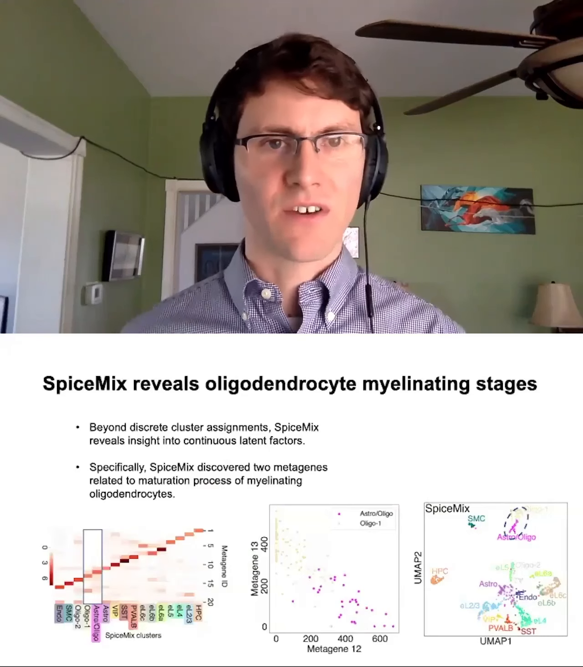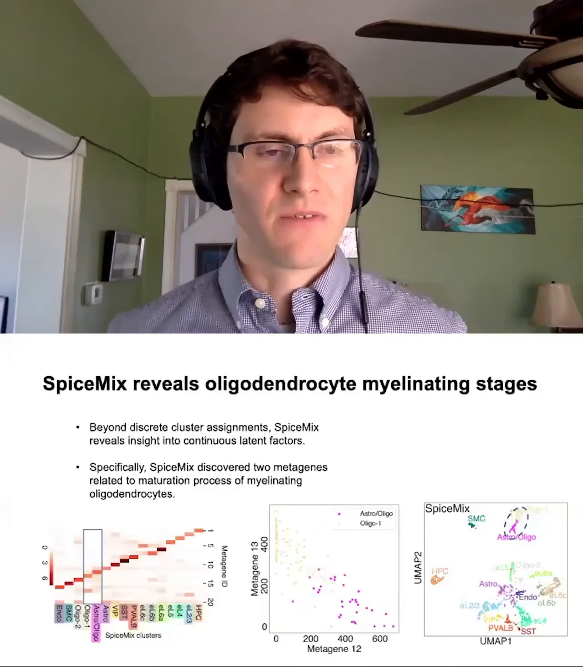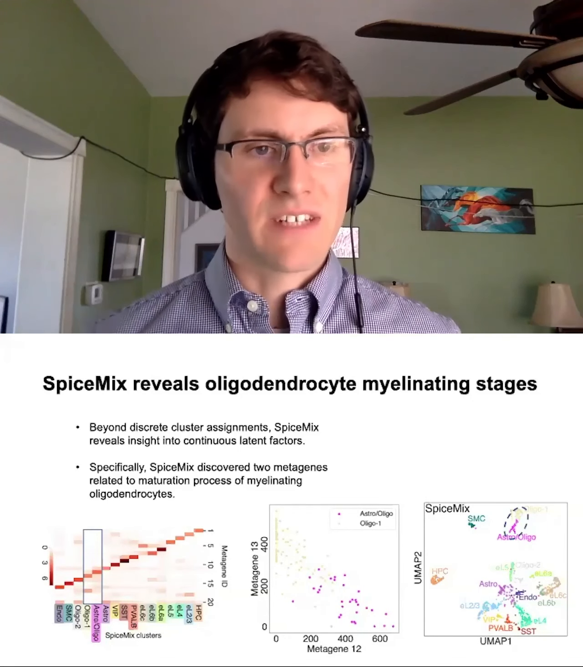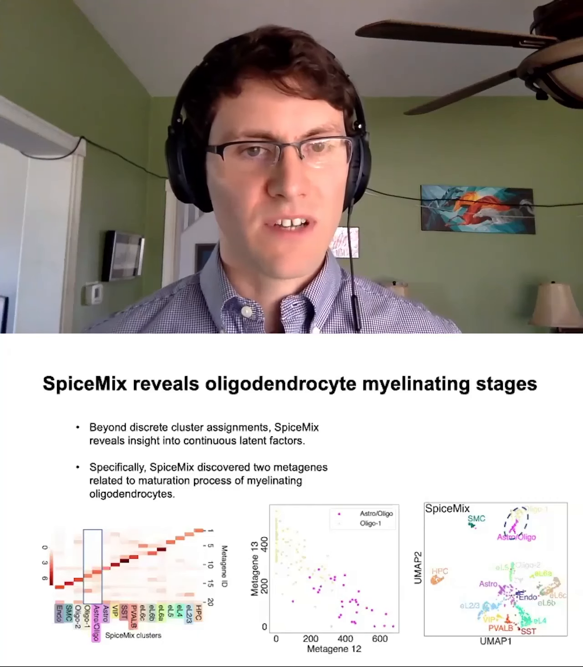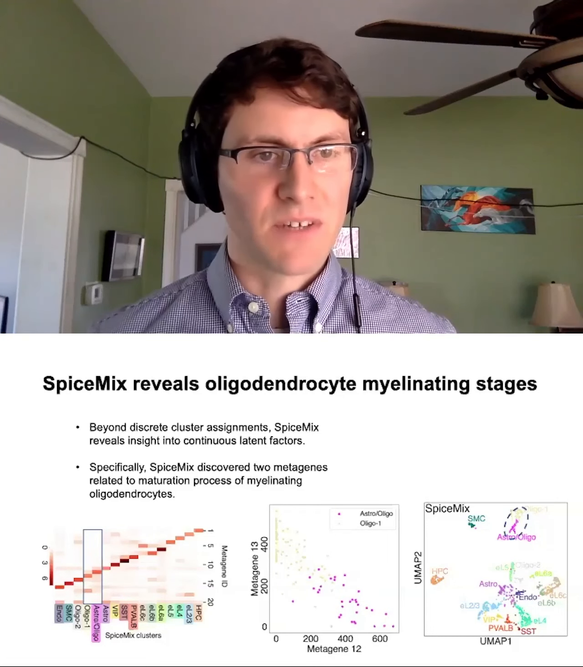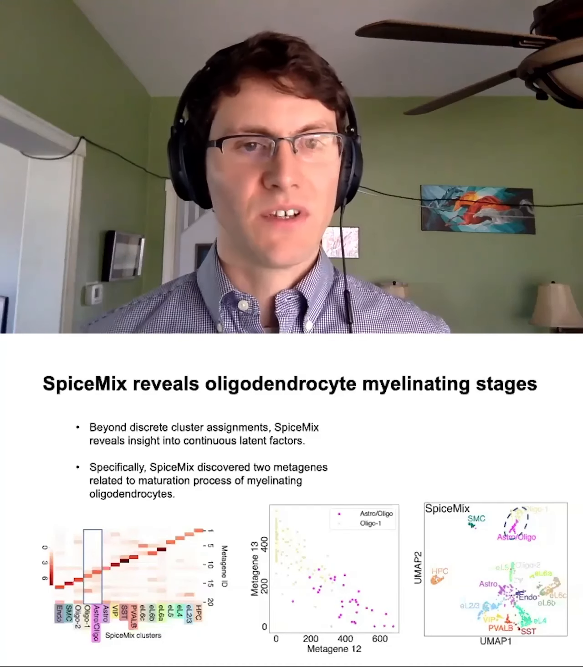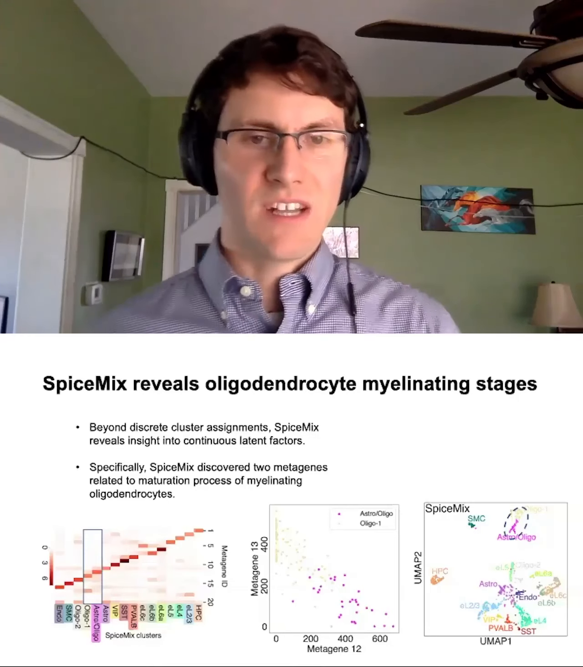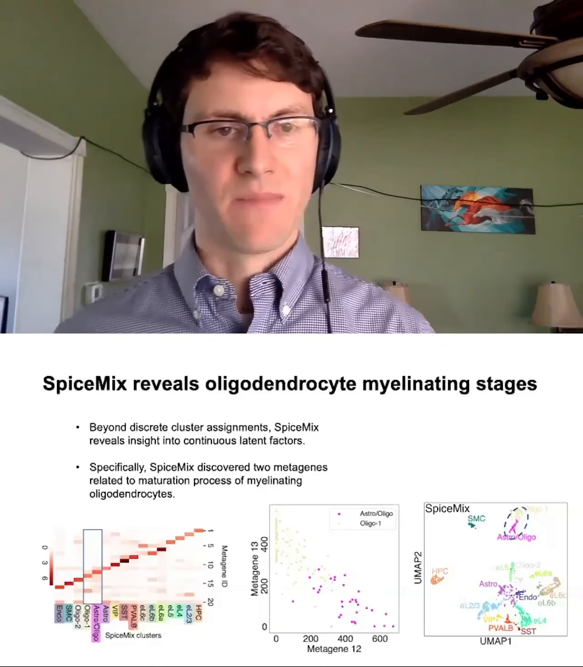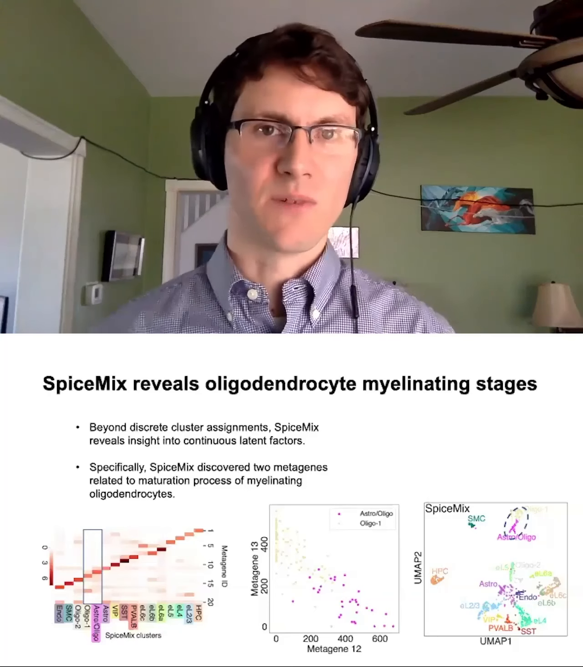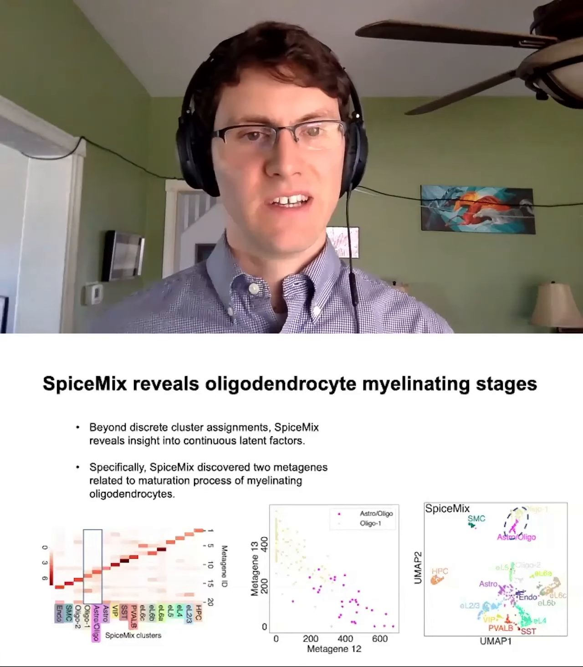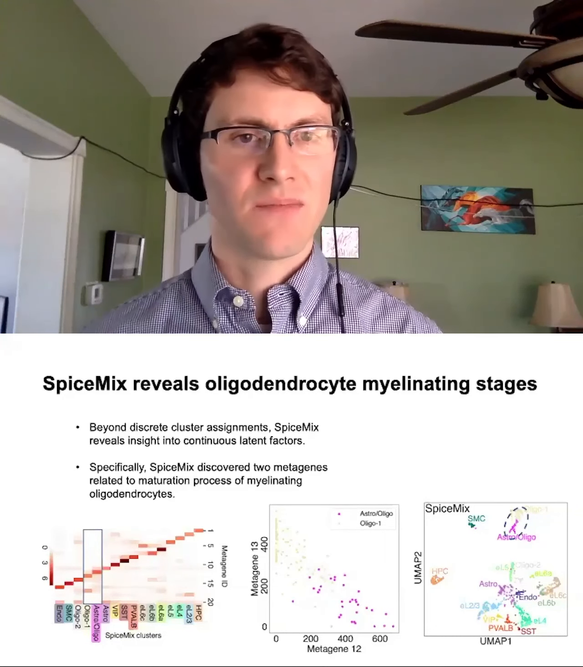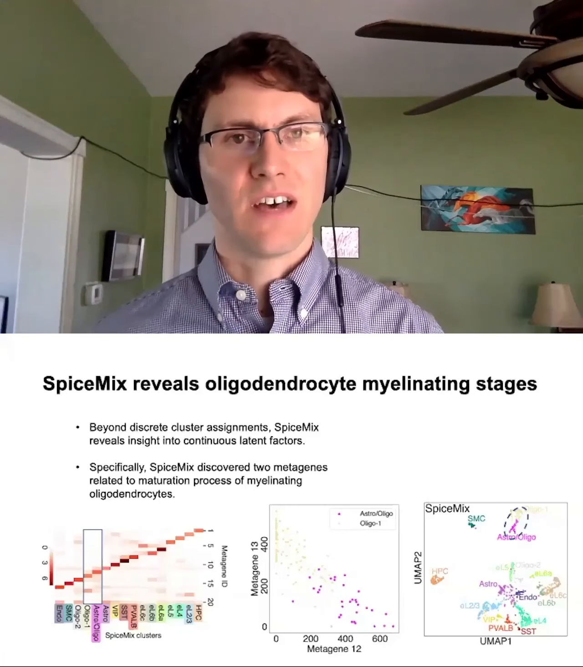And beyond just discrete cluster assignments, we wanted to know if SpiceMix can reveal insights into the identity of these cells by the latent factors that it learns. One intriguing example that we found was among oligodendrocytes of these two subtypes. We noted that they both express two metagenes, 12 and 13, at high levels, but at anti-correlated levels. In fact, the cells seem to lie on a continuum between these two cell types rather than just belonging to discrete types. We hypothesized that this could be the myelination process of oligodendrocytes.